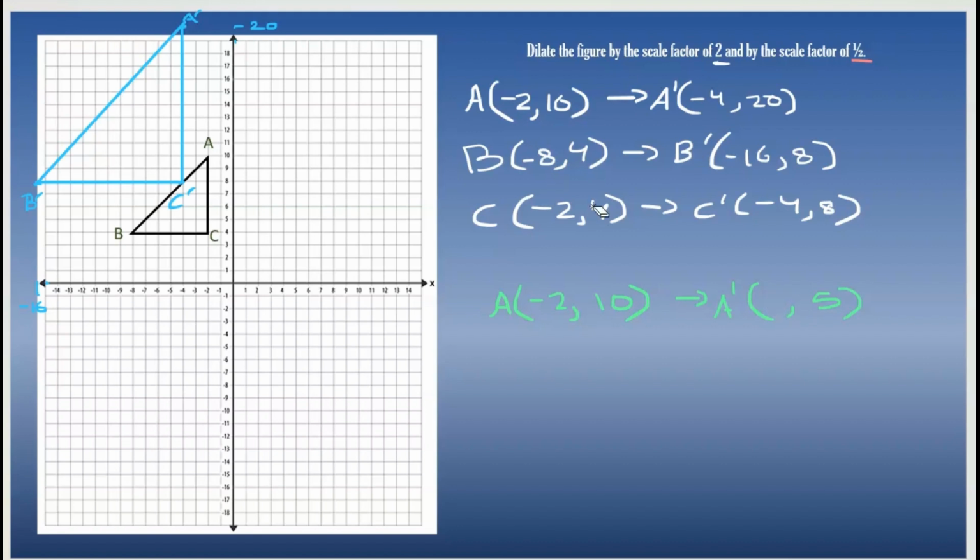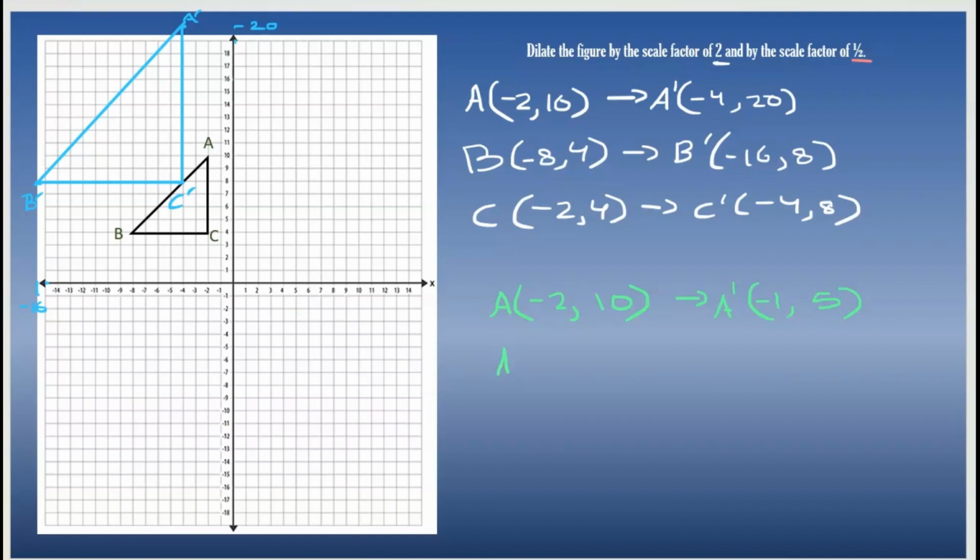Okay, so we can see here, when you dilate by a scale factor of 2, that if it's not a fraction, then that means you're enlarging the figure. If you're dilating by a scale factor of a fraction, then that means you're reducing the figure.